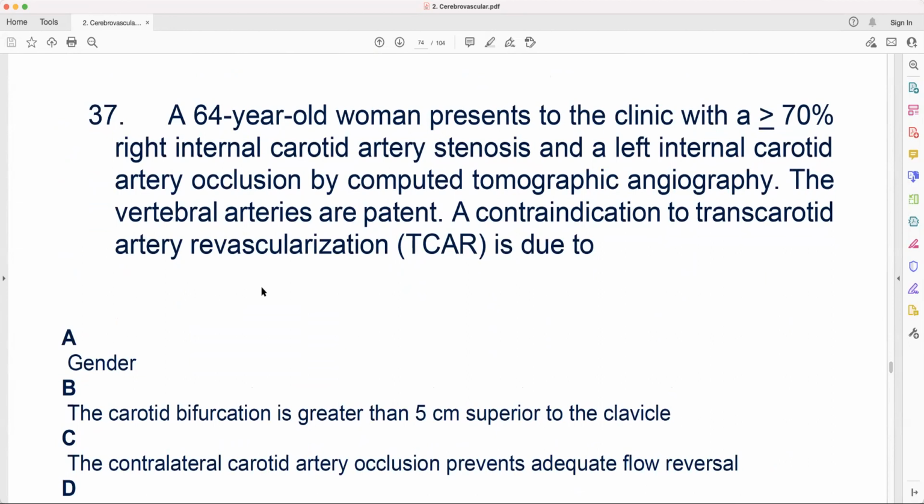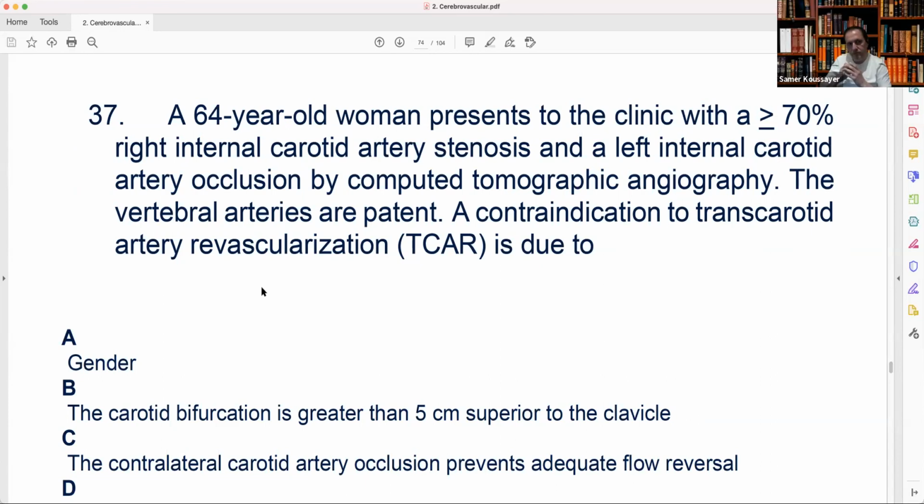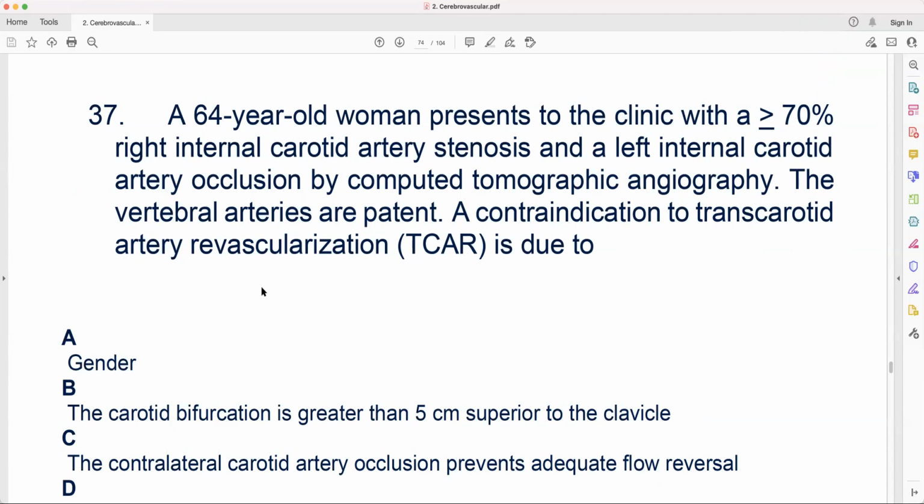A 64-year-old woman presents to the clinic with more than or equal to 70% right internal carotid artery stenosis and left internal carotid artery occlusion by CTA. The vertebral arteries are patent. Contraindication to transcarotid artery revascularization is due to. So, 70% stenosis in the right and total occlusion of the left. And then to the TCAR.